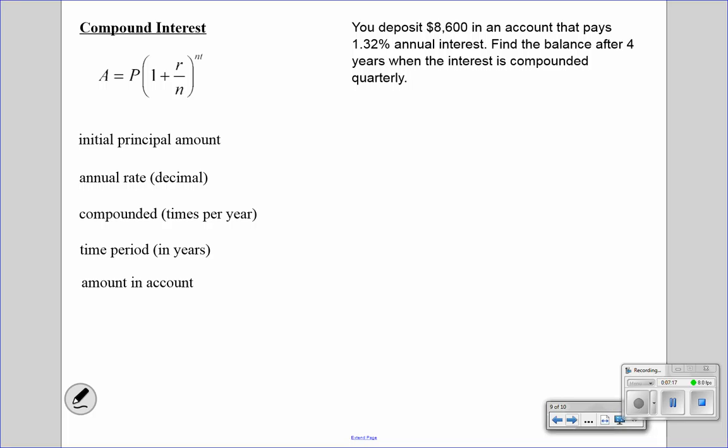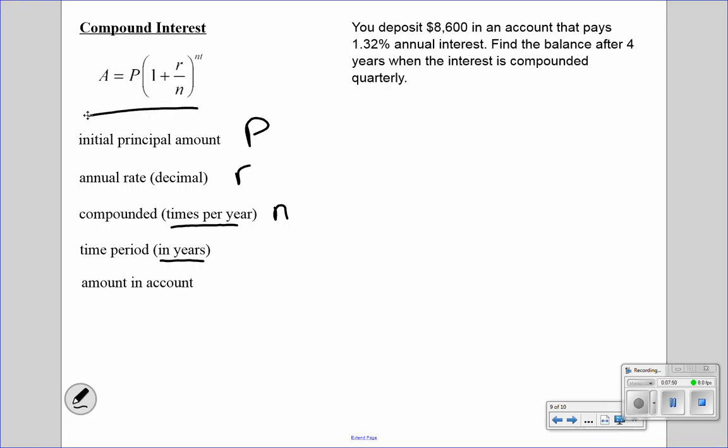The last problem involves compound interest. This is the formula for compound interest. Your initial principal amount is P. That's the amount of money that you put into your account. Your annual rate is R, written as a decimal. So if it were 6%, you would write that as 0.06. Compounded is how often they give you your interest, and this is in times per year. This is our n value. So if it was compounded monthly, n would equal 12. If it was compounded semi-annually, n would equal 2, etc.